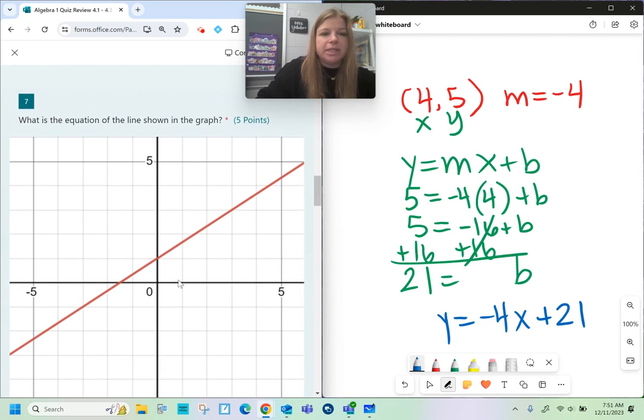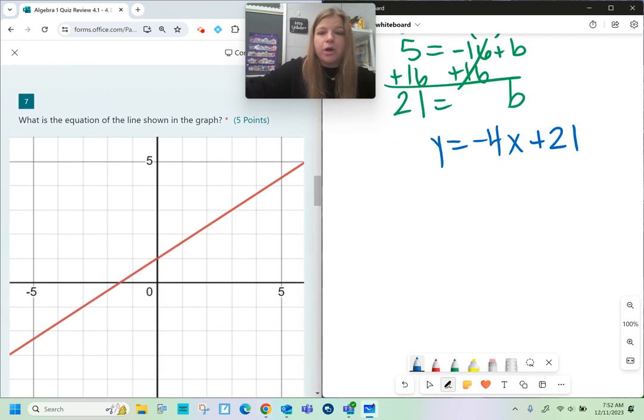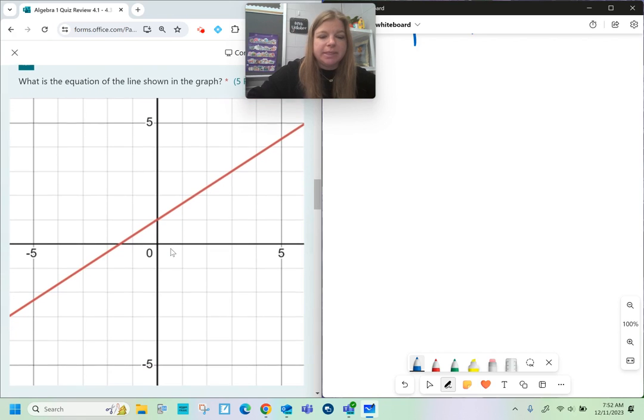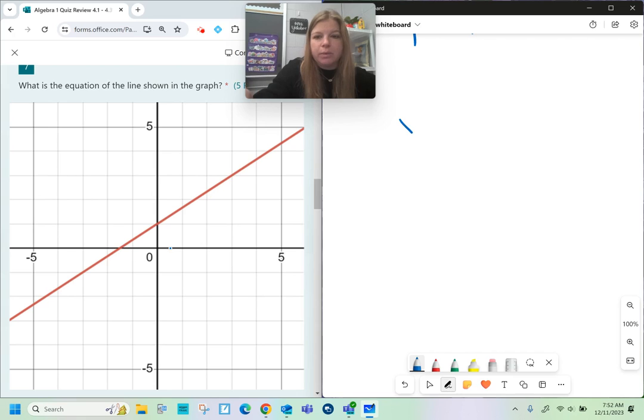Number 7, what is the equation of the line shown in the graph? When you look at a graph, you need to just calculate two things. What's my slope, my rise over run, and what's my y-intercept? So when I look at this graph, in y equals mx plus b, I definitely know what my y-intercept is. I see it's crossing the y-axis at 1, so I know it's going to end with a plus 1.